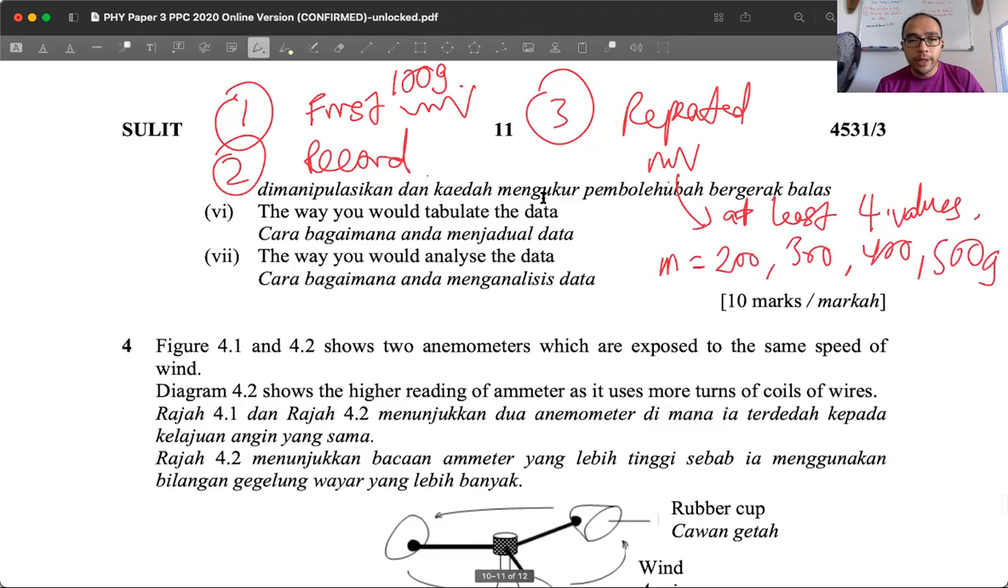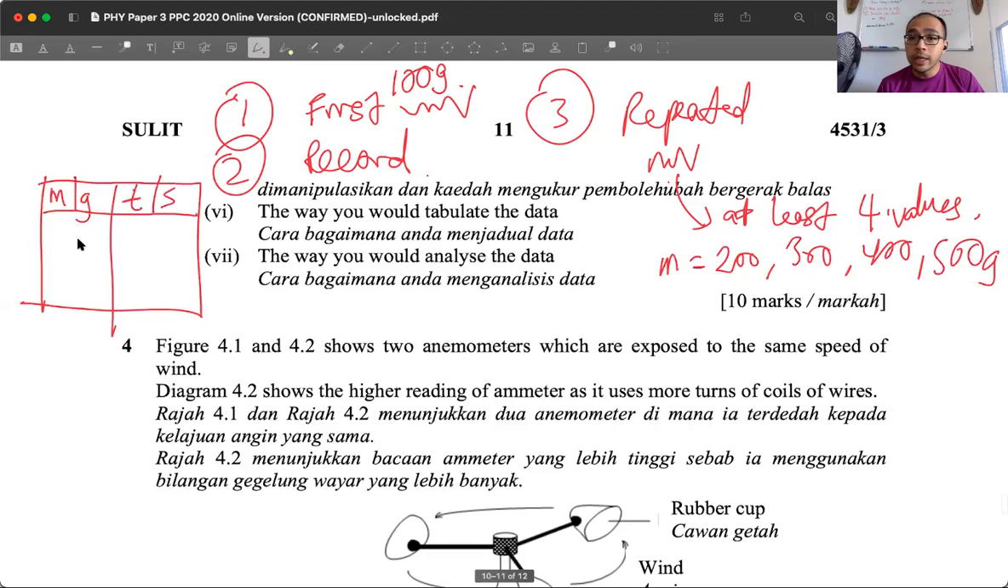Okay, when you tabulate the data, keep it simple. Put the manipulated over here, M gram, and then the responding is time second. Sini kamu mesti isi 100, 200, 300, 400, 500. Mesti diisi ke 500. Sini kas tinggal kosong.